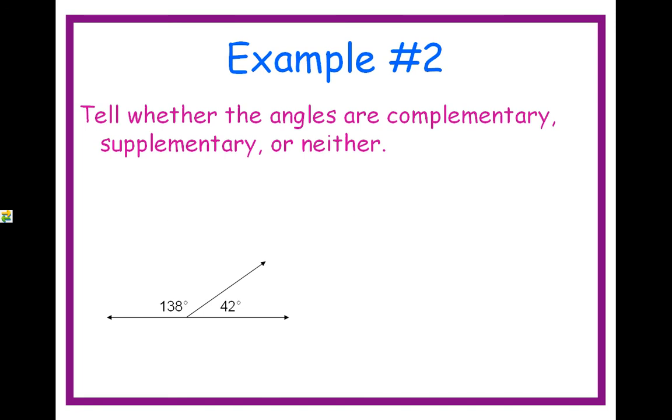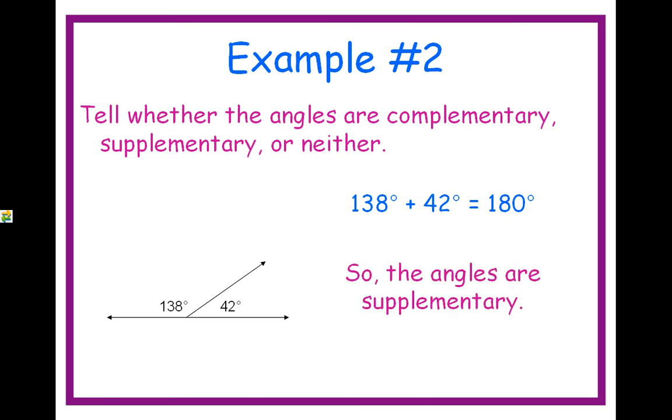Example number 2. Same thing. We have to add the angles together. 138 plus 42 is equal to 180. So here the angles are supplementary.